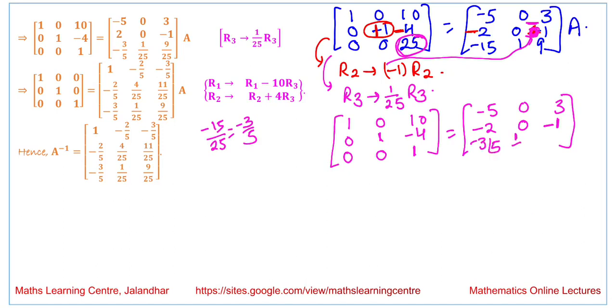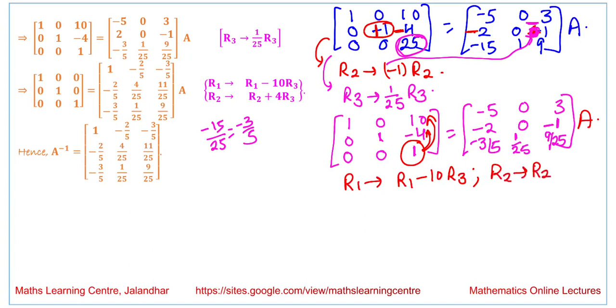Next is 1 by 25, and this value we have is 9 by 25. Now the next step we have to do is, with the help of this one, make these two terms 0. So we are applying the operation that row 1 approaches row 1 minus 10 times row 3, and row 2 approaches row 2 plus 4 times row 3.